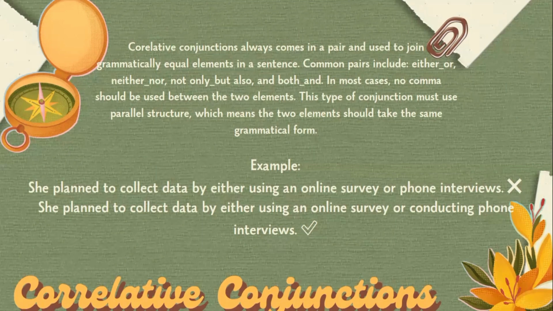For the example, she planned to collect data by either using an online survey or phone interviews. It is a false sentence and we can change it into: she planned to collect data by either using an online survey or conducting phone interviews.